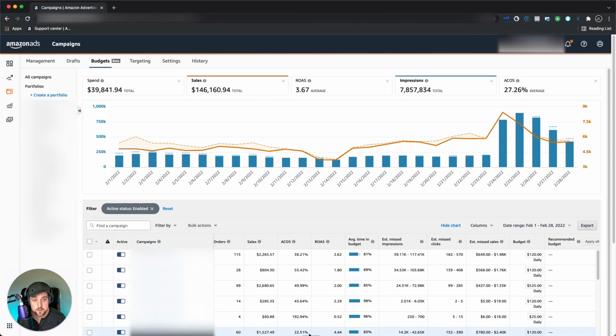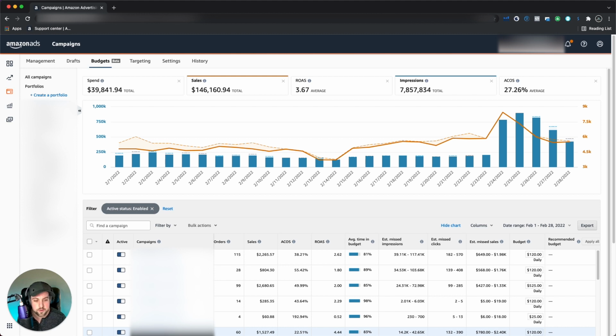Overall ACOS is at 22.51%, so it's definitely less than the average over the 30 days, and it's missing the actual budget about 17% of the time. It's only in budget 83% of the time. This one, it's anywhere from 14 to 42,000 missed impressions, 132 to 390 clicks, and anywhere from $780 up to $2,400 at a very good ACOS.